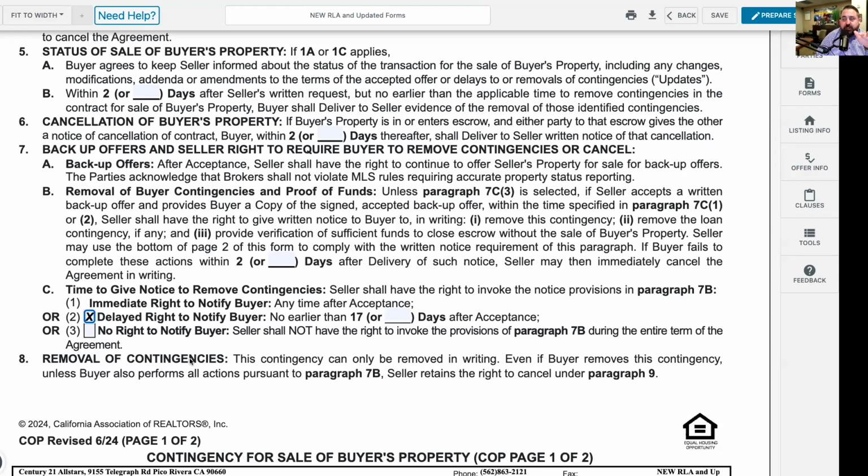Now, the third one, which is probably not good for anybody because we talk about strength of offer, and for a seller, it doesn't work, is there is no right to notify the buyer. So that means it doesn't matter. I cannot do anything until your contingencies that we agreed to earlier in the form are due, right? Till the close of escrow and all that stuff. So if I'm a buyer's agent, I'm checking this. If I'm a listing agent and I get a COP or I don't receive a COP, I'm going to counter back and make sure it's the default of C1, my immediate right to notify.